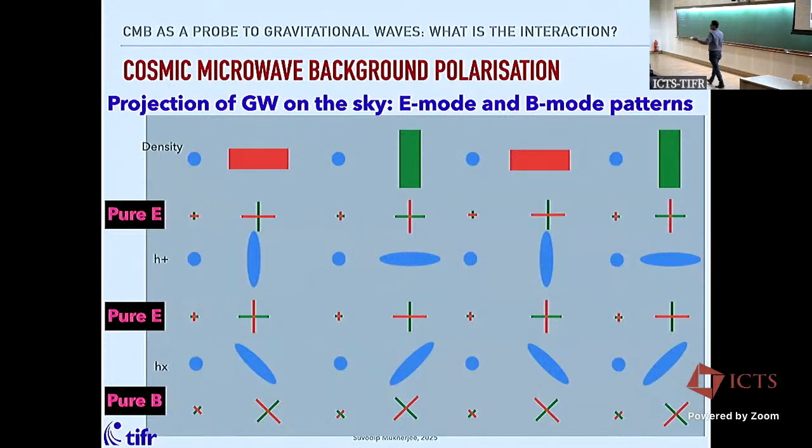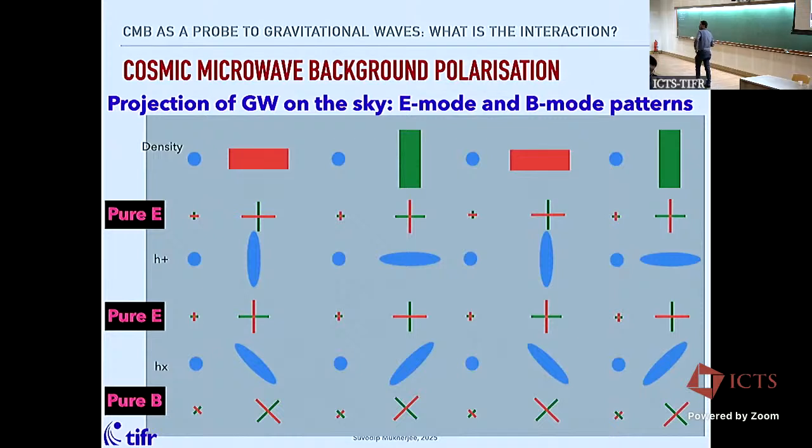Yeah, that's the usual Helmholtz theorem, so that's the Helmholtz theorem we're talking about. So, talking about the projection of gravitational waves on the sky, now I can purely say I have a pure E mode in h plus, but I have a pure B mode in h cross, for the example I have given you. So do you follow what I'm doing?